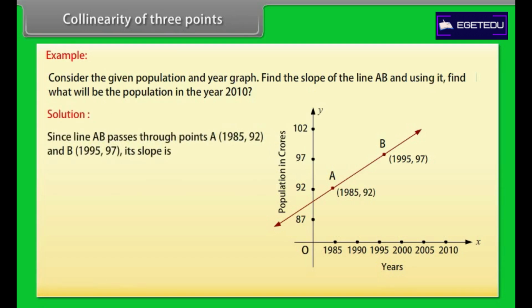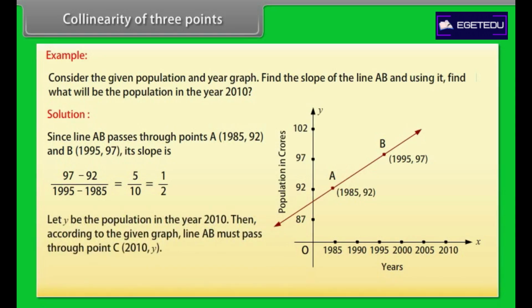Solution. Since line AB passes through points A(1985, 92) and B(1995, 97), its slope is (97 - 92)/(1995 - 1985) = 5/10 = 1/2. Let Y be the population in the year 2010. Then according to the given graph, line AB must pass through point C(2010, Y). Therefore, slope of AB is equal to slope of BC.